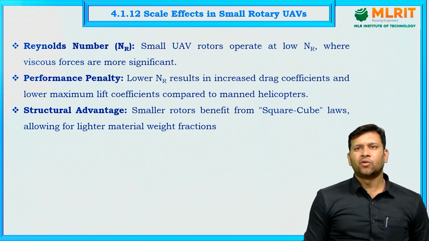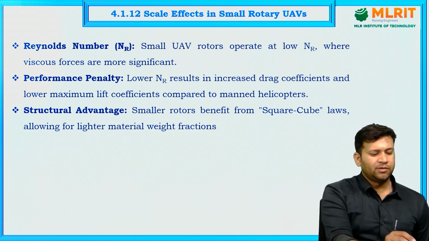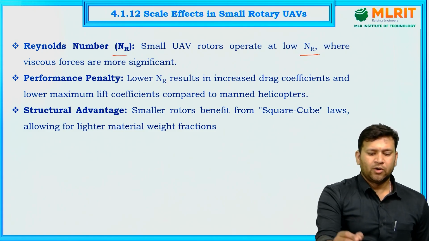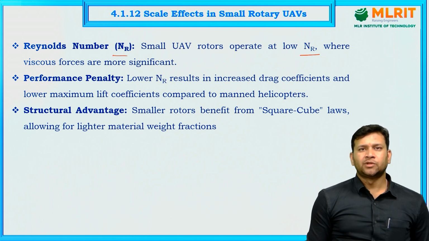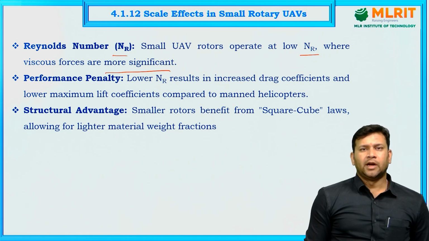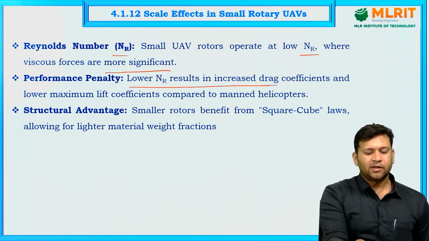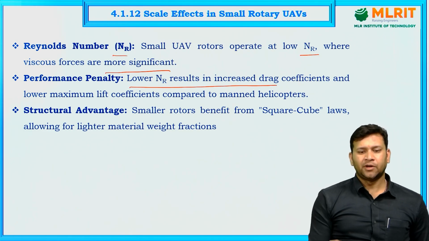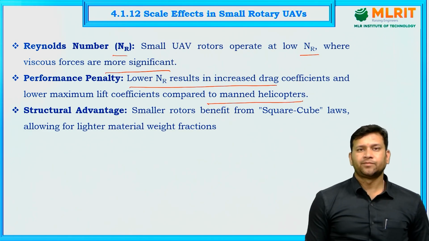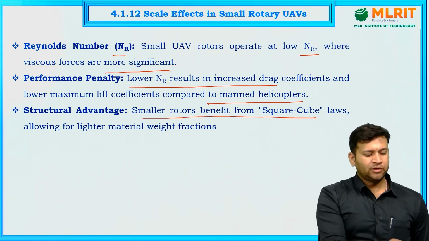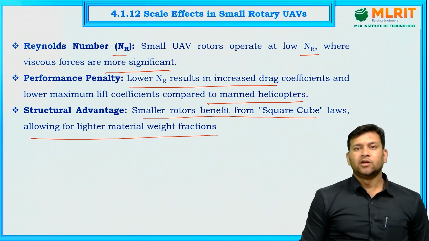Scale effects in small rotary unmanned aerial vehicles. Reynolds number, denoted as NR in this case. Small unmanned aerial vehicle rotors operate at low Reynolds number where viscous forces are more significant, and lower Reynolds number results in increased drag coefficients and lower maximum lift coefficients compared to manned helicopters. Small rotors benefit from square-cube law, allowing for lightweight material fractions.